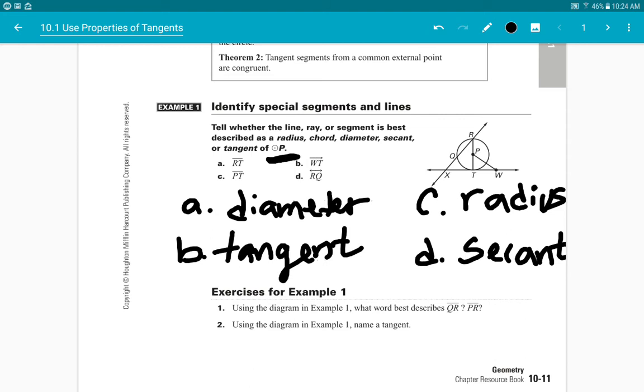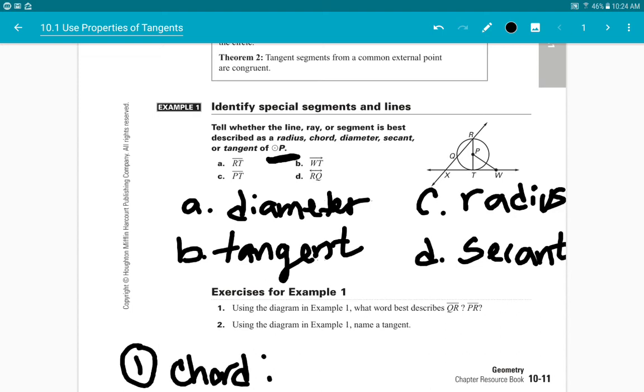Now I want you guys to pause the video, try 1 and 2, and in a matter of seconds, I'm going to start 1 and 2 so we can do it. Looking at the diagram in the example above, what word best describes QR? Segment QR, again, pay attention to the notation. Segment QR is what we call a chord.